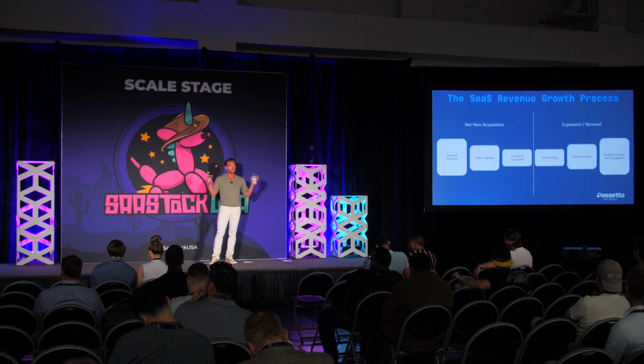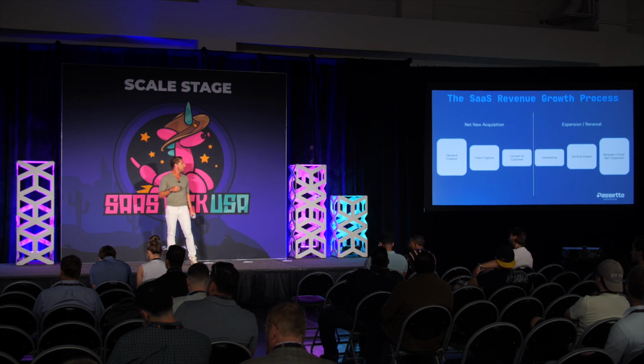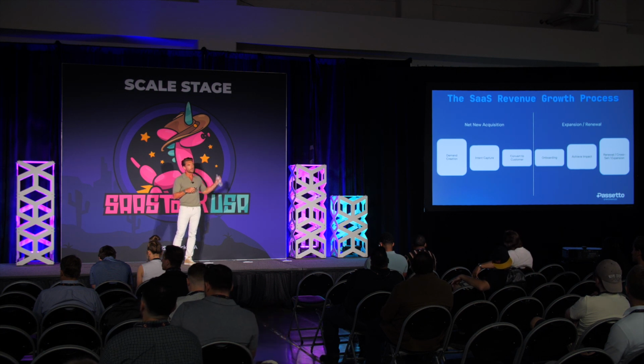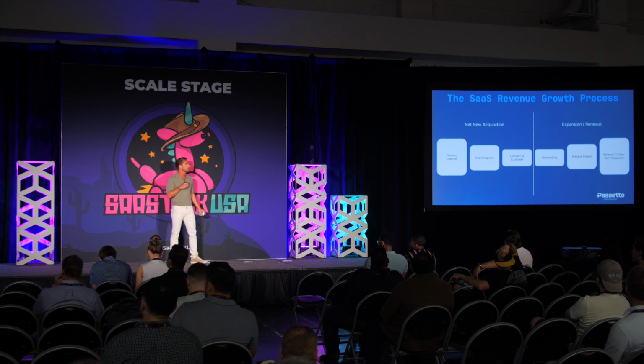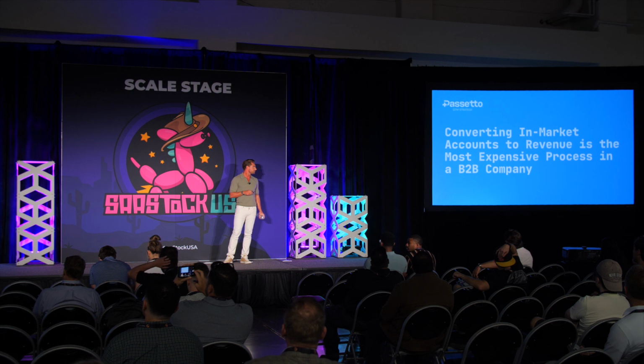And so first off, let's look at the high-level SaaS revenue growth process. Here you basically have the front end, net new acquisition. We have to get net new accounts in market to buy. Then those accounts show intent. We have to capture that intent into meetings, and then we have our sales team try to convert that into pipeline. Then you have the expansion and renewal process.